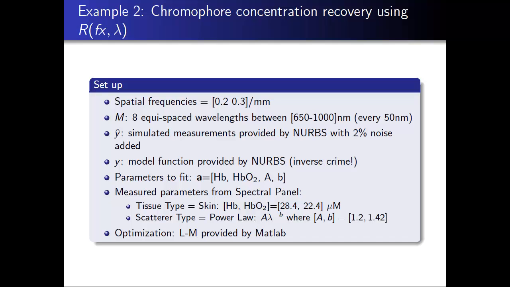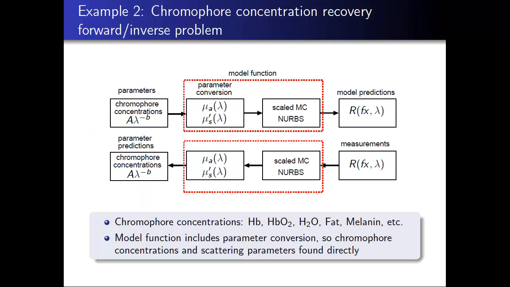For our measured data, I took the skin power law parameters to generate my simulated measured data. Now we're looking for chromophore concentrations and these A and B parameters. Those get converted to mu A and mu S across wavelength, as we saw in the spectral panel, and that conversion enters the model function. So we're going to be solving for these parameters directly.